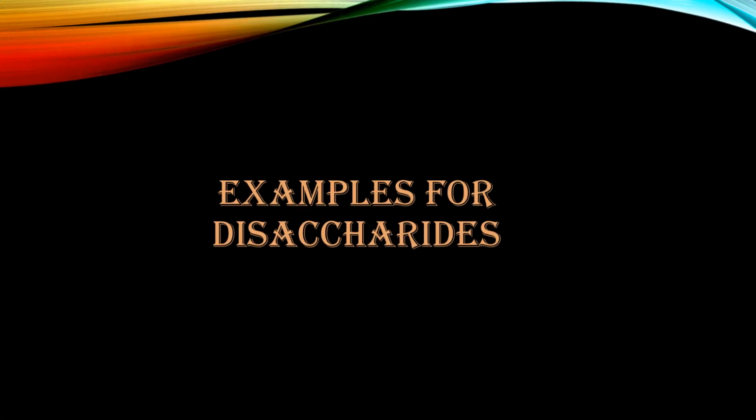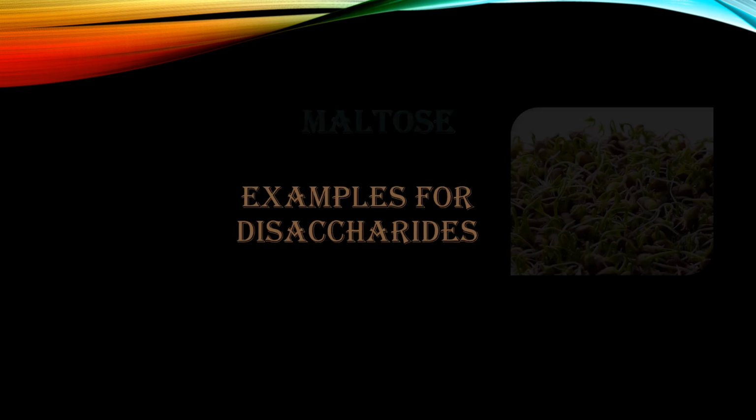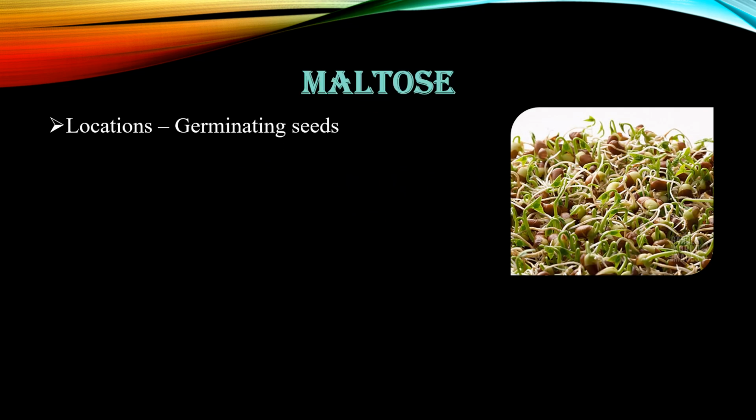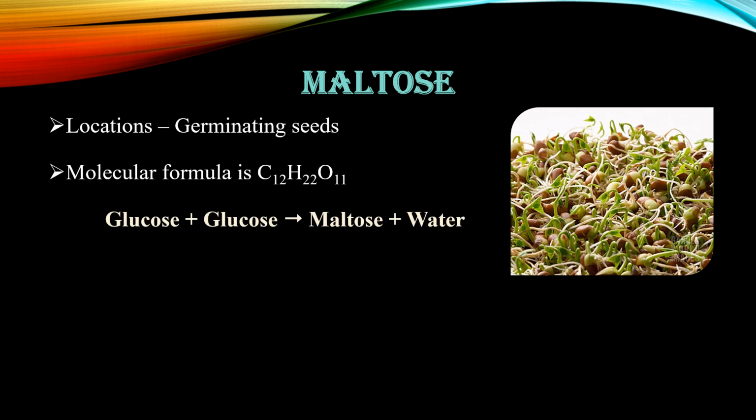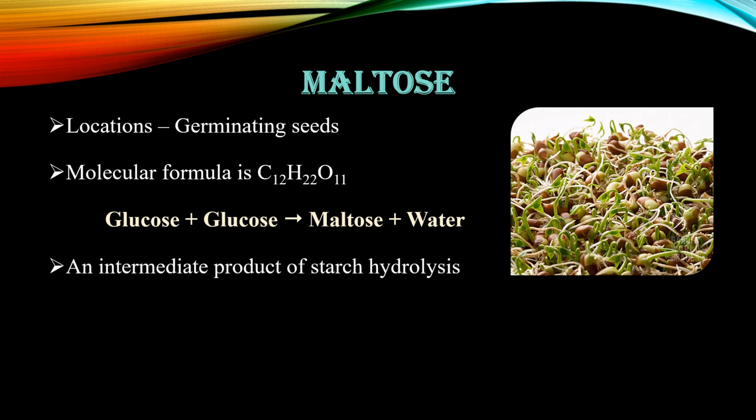Now let's seek examples for disaccharides. Maltose. You can find maltose in germinating seeds. The molecular formula of maltose is C12H22O11. Two glucose molecules combine to form maltose and a water molecule. Maltose is an intermediate product of starch hydrolysis. That means when you hydrolyze starch, you first get maltose and the further hydrolysis gives you glucose.